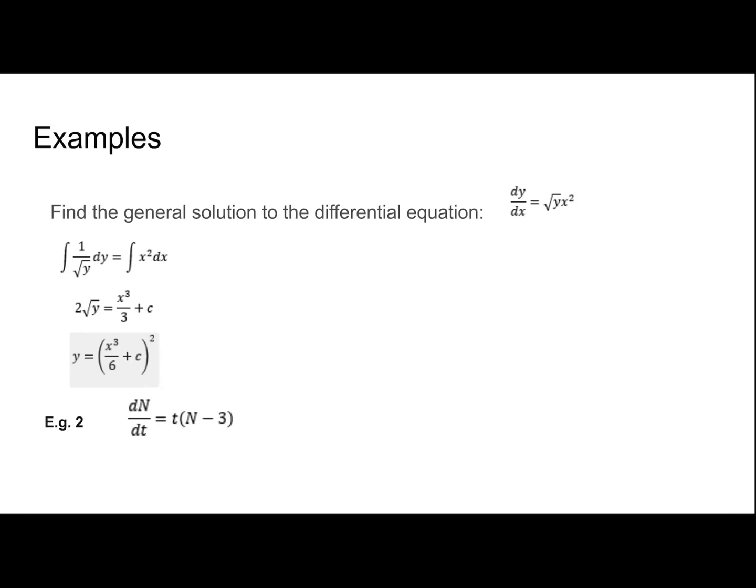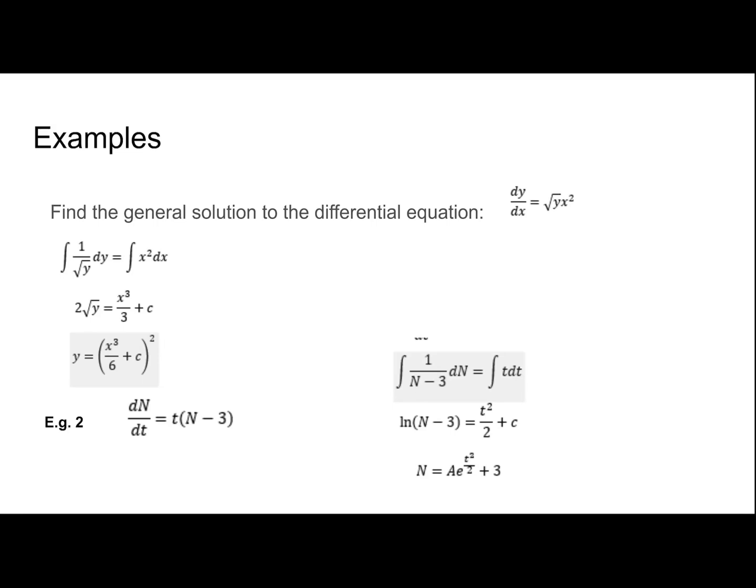Alright, so again, we're going to separate our variables. So we have 1 over (n minus 3) dn equals t dt. In this case, we're going to integrate the left-hand side with respect to n, and integrate the right-hand side with respect to t. So we'll have ln of (n minus 3) equals t squared over 2 plus c. So therefore, n equals A e^(t squared over 2) plus 3.